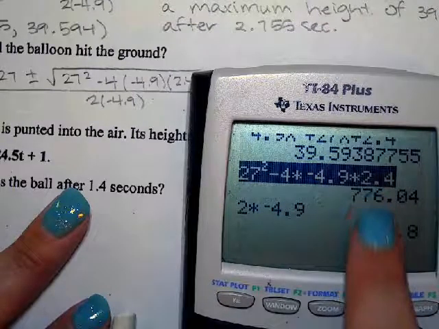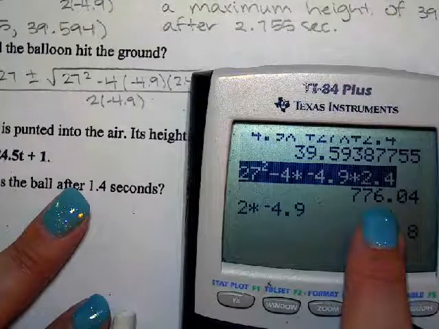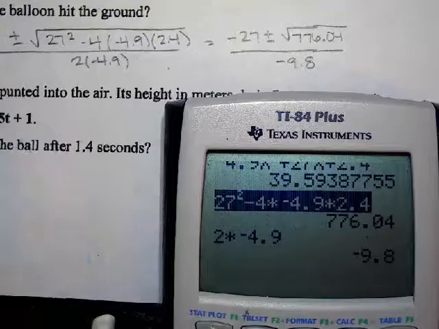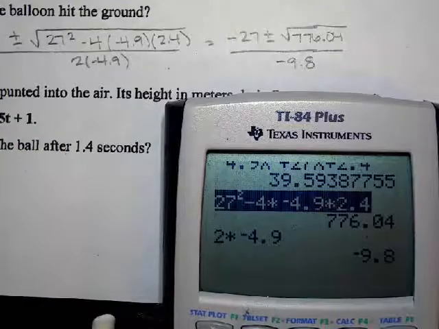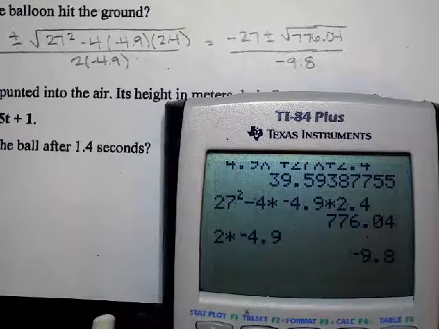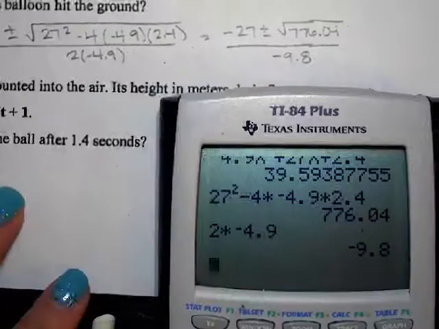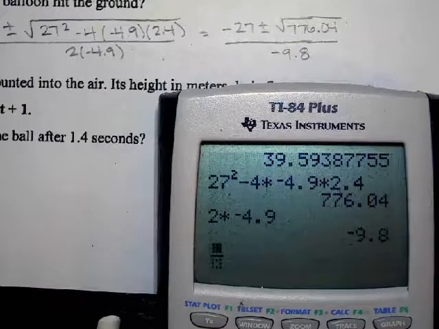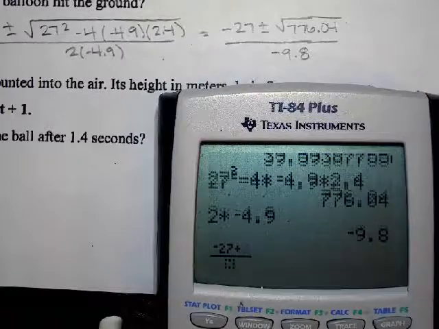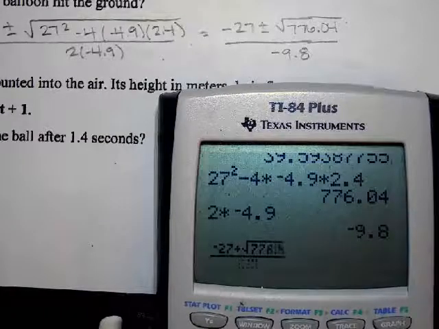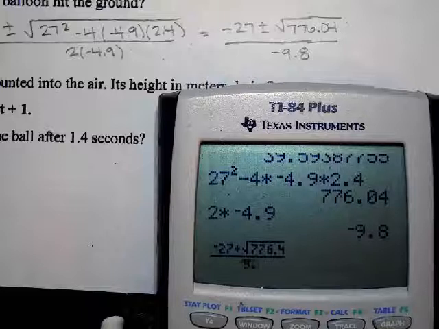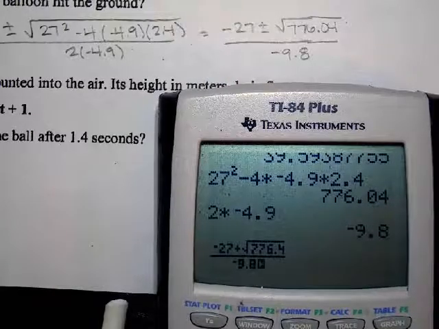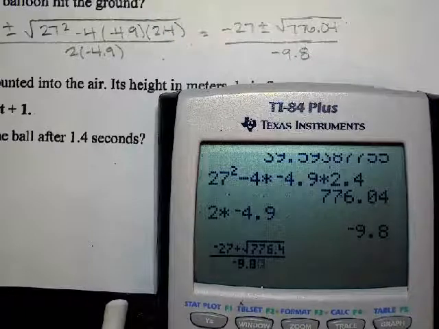Okay, so now I'm ready to type the whole thing in, so I got my alpha y equals. So I got negative 27 plus the square root of 7076.04. I have a typo in there. 04. Oops. 04 divided by negative 9.8. Okay. Are we typing it?